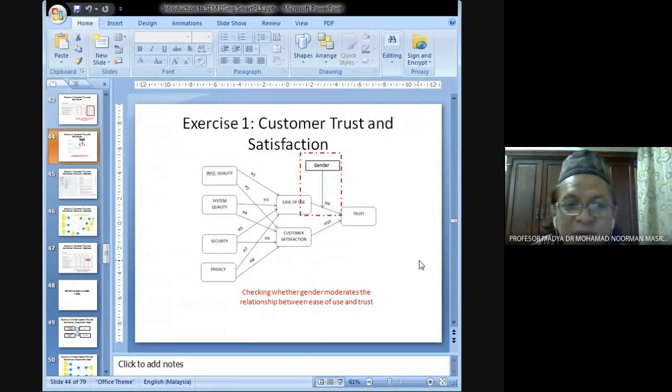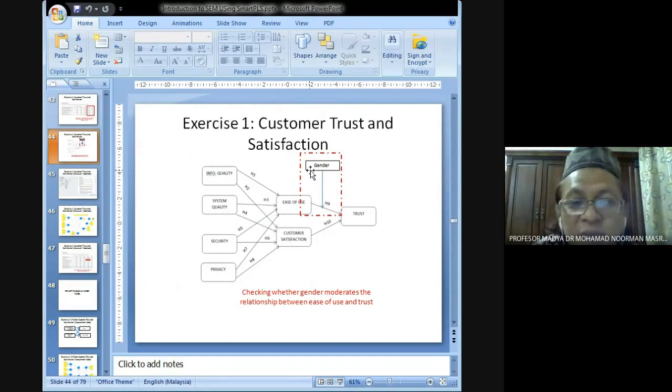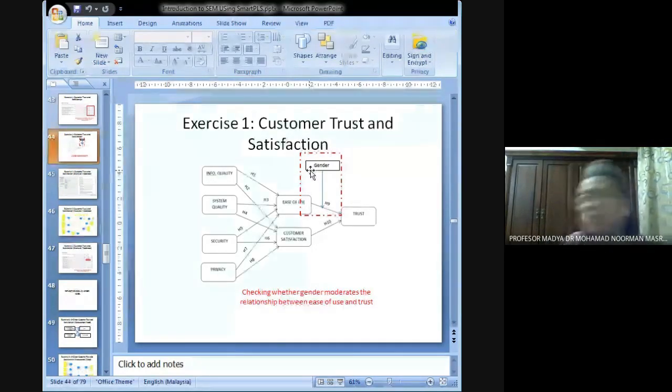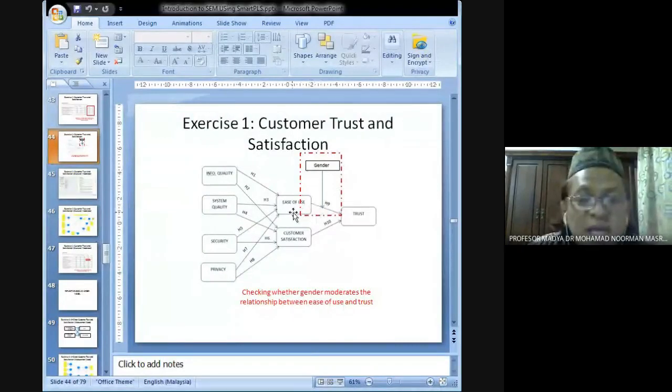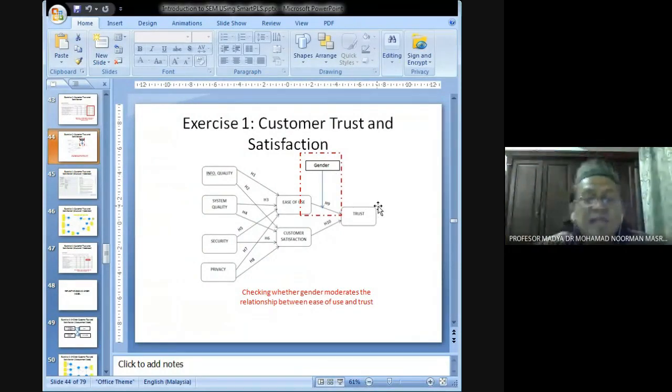Yes, Prof. Okay, all right. So you can see, assuming in your model you have gender as moderating. Gender sits in between ease of use and trust. Remember, a moderating effect is a variable that is connected to another arrow. Basically, it controls the strength of the relationship between two variables. In this case, ease of use is the IV, trust is the DV, so gender sits in between. Gender controls, moderates, or regulates the relationship between ease of use and trust. So we want to check whether gender is really moderating the relationship between ease of use and trust.